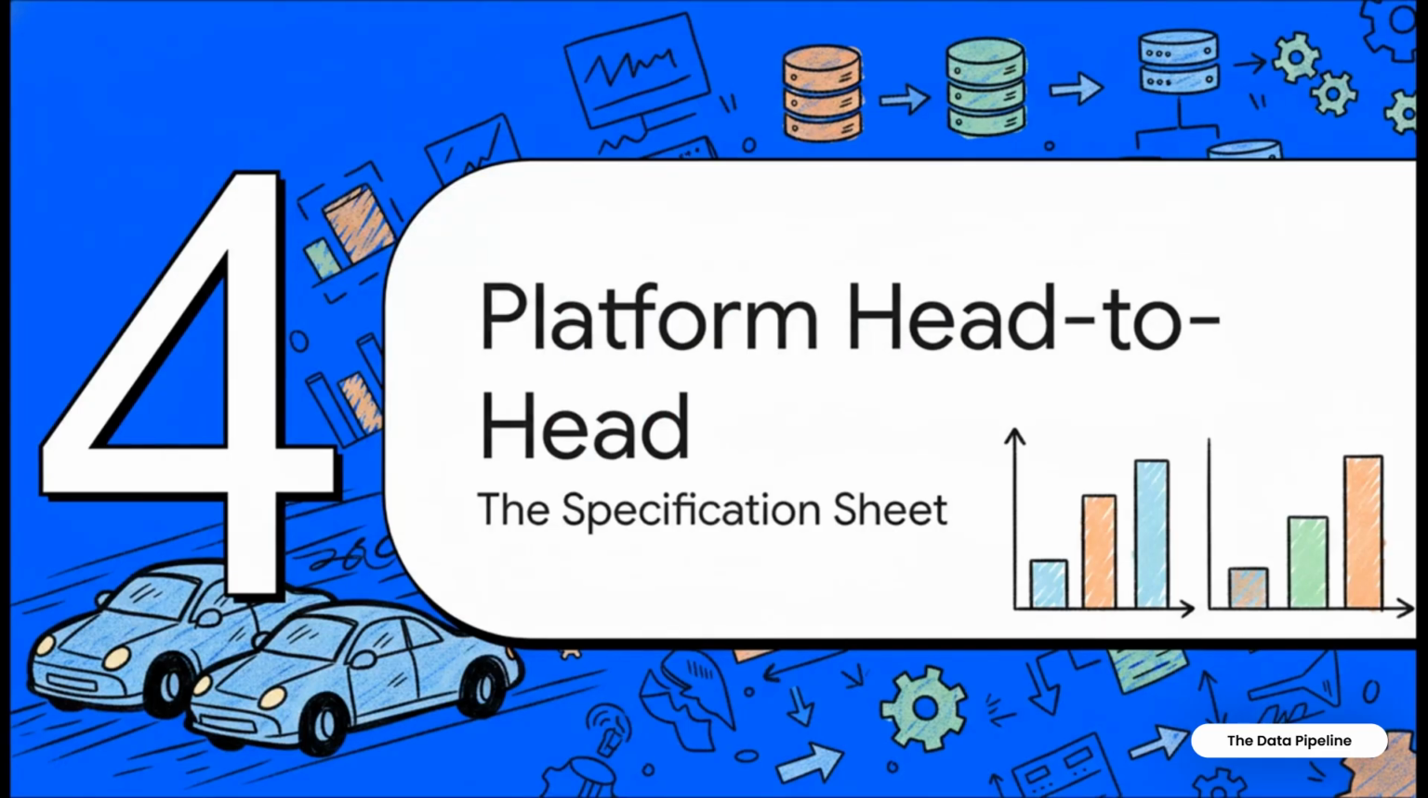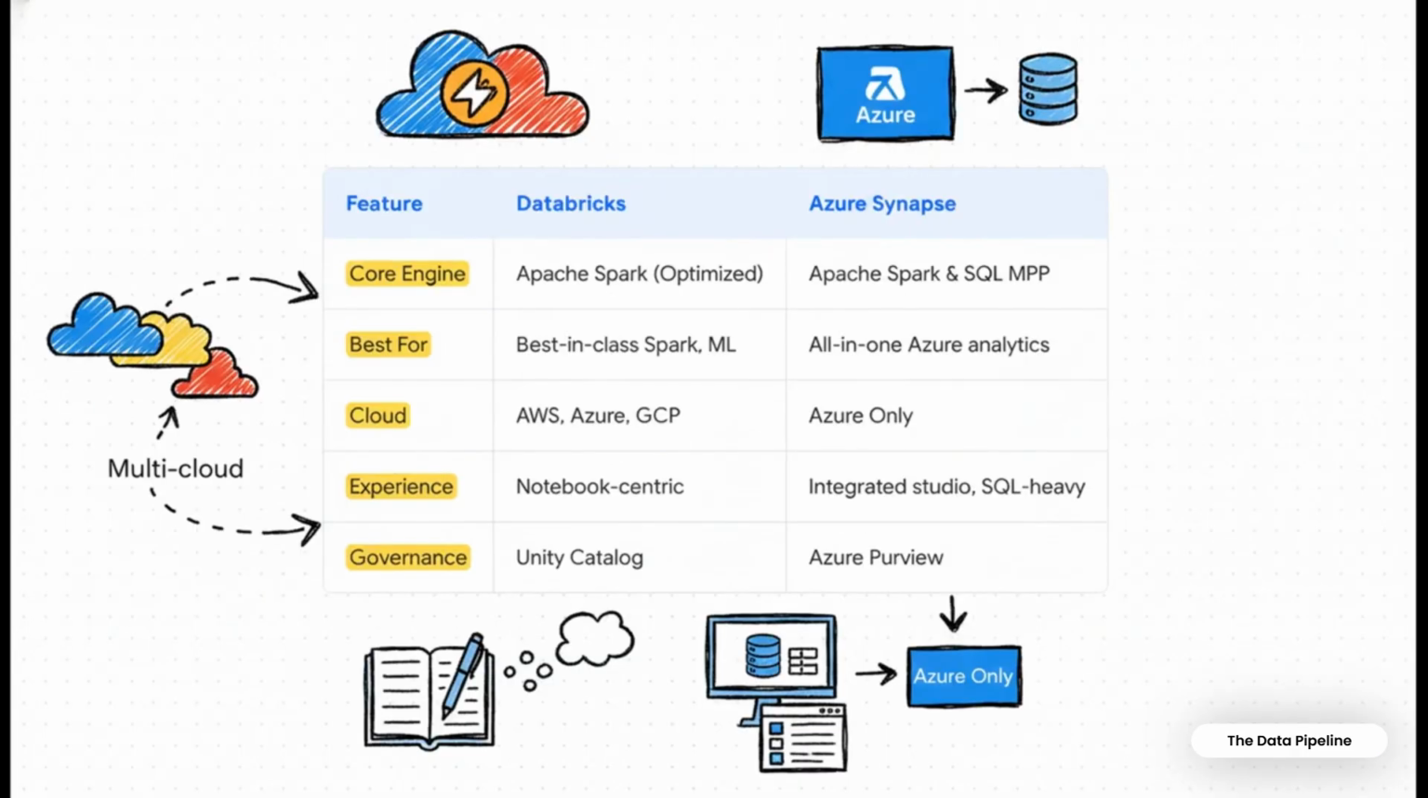Okay, we've seen both cars. We've taken them for a little test drive. Now, let's do what any good car buyer does. Put them side by side and look at the spec sheet. This is where the differences really pop. Let's just walk through this row by row.